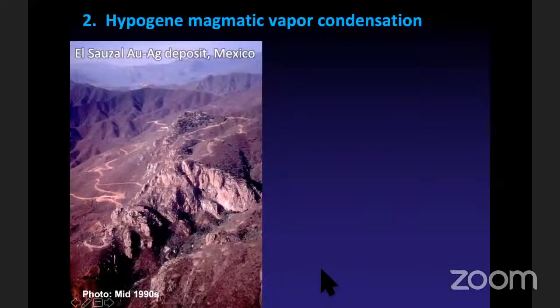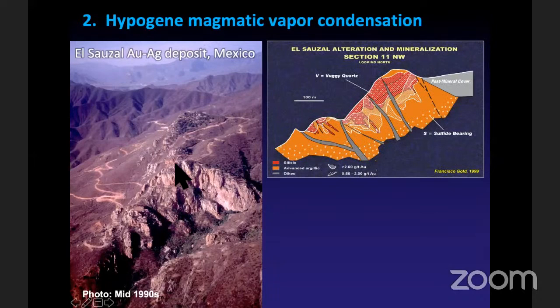Let's look at deposits. That was the active environment. Let's look at an ore deposit. So this is the El Sauzal gold-silver deposit in Mexico. This is a photograph from the 1990s, during exploration. So we are looking at what in the Soviet literature they would call a secondary silica massif, a secondary quartzite massif. This is a vuggy silica, residual silica zone.